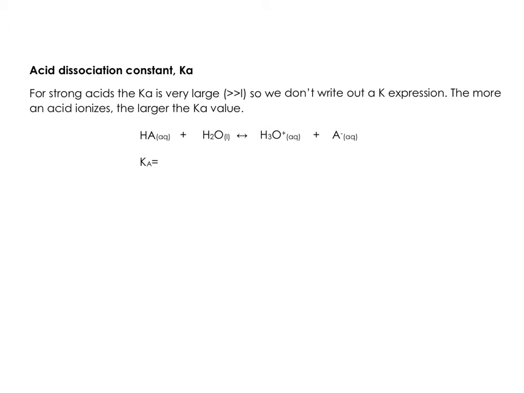Acid dissociation constant Ka, strong acids, Ka is very large. We don't write out the K expression. The more an acid ionizes, the larger the Ka value. So your Ka will include all of your aqueous species. So in this case, hydrogen ion or the hydronium ion, the conjugate base, and the concentration of the initial acid.